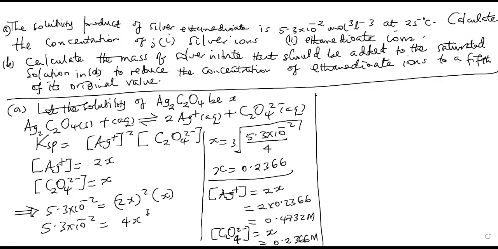Now they are saying, calculate the mass of silver nitrate. Remember you had silver ethane dioate, which is sparingly soluble. Now they want us to calculate the mass of silver nitrate, which is soluble, that should be added. See a common ion? So that we reduce the concentration of ethane dioate to a fifth of its original value. Now, for part B, we shall look for the new concentration.